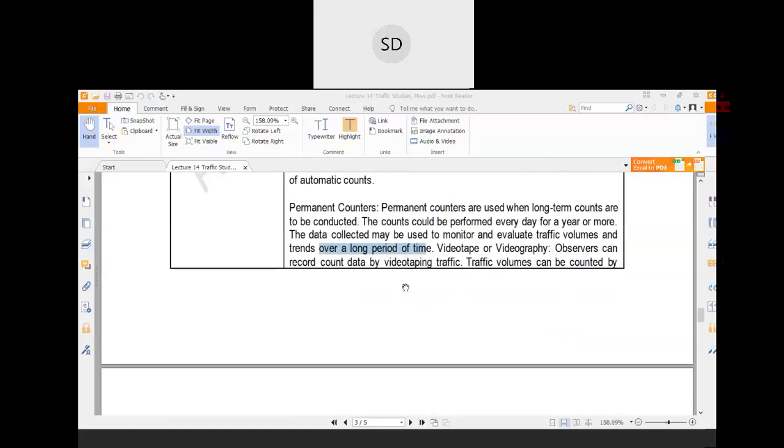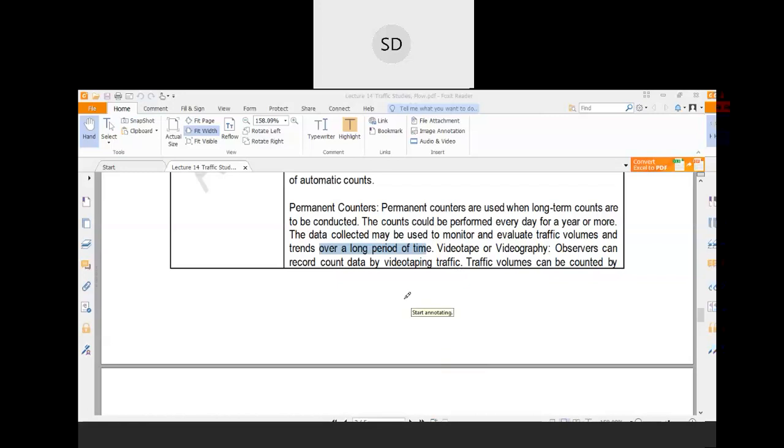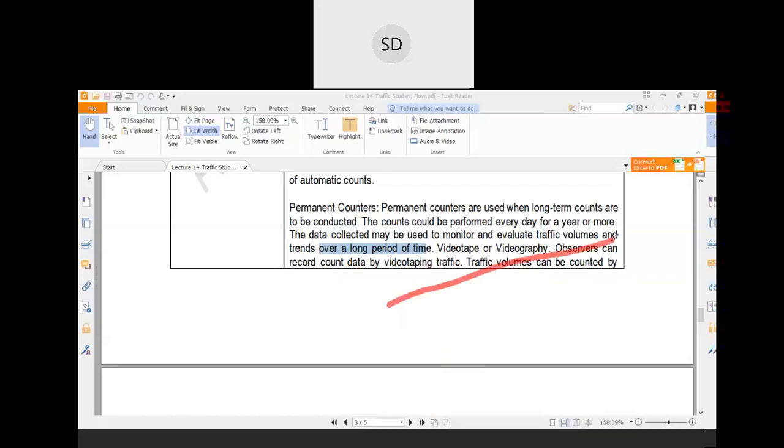But in the video photography method, the maximum portion of data can be extracted. Basically, in the video photography method, you can count the number of vehicles, as well as the speed of the vehicles crossing that particular section.